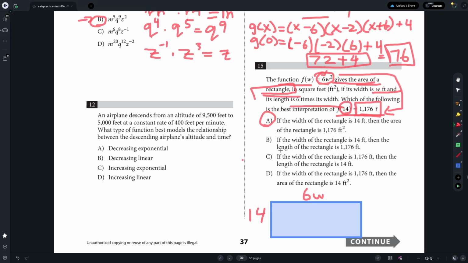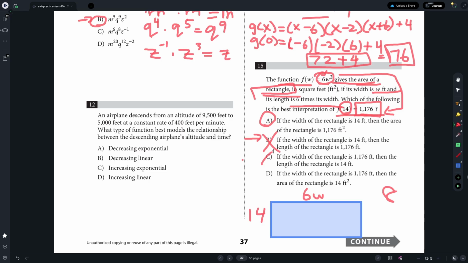Reason being, let's just go over all the answers. So B, if the width of the rectangle is 14 feet, then the length of the rectangle is 1,176. So yeah, that's just incorrect, because if the width is actually 14 feet and the length of the rectangle is 6 times the width, right? 6 times 14 is actually 84. So it is not 1,176. So B is incorrect. If the width of the rectangle is 1,176, the length of the rectangle is 14.